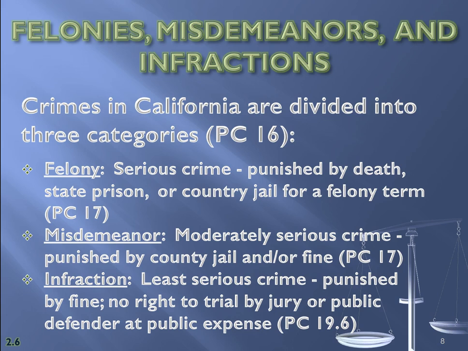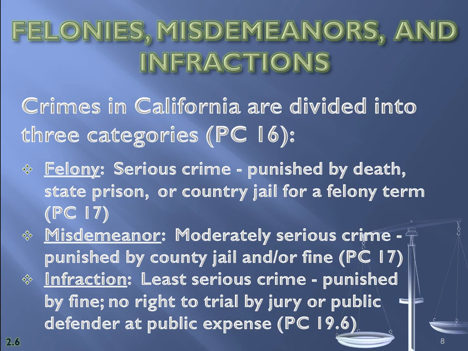We're still in chapter 2, talking about classifications of crimes and penalties. So let's look at crimes in California. How do we classify them? These are things you've probably heard from watching your favorite police show or taking other classes. Crimes in California are divided into 3 different categories, found under Penal Code 16. If you ever want to look up a penal code, you can go to Google and type in California Penal Code 16, and it'll take you to one of thousands of websites that have this information.